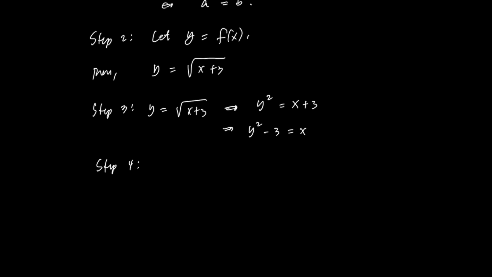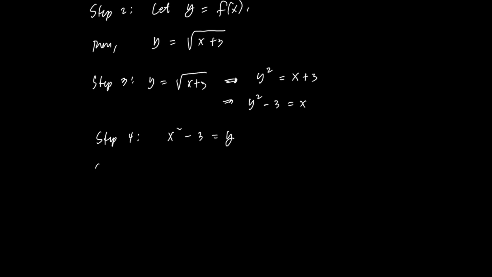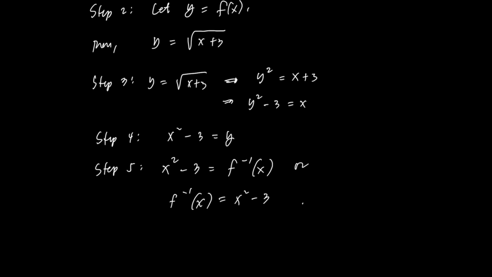Then step 4, interchange x and y. We have x squared minus 3 equals y. Then step 5, we change y into the inverse function symbol. We have x squared minus 3 equals f inverse of x, or f inverse of x is equal to x squared minus 3. So this is now our inverse function.